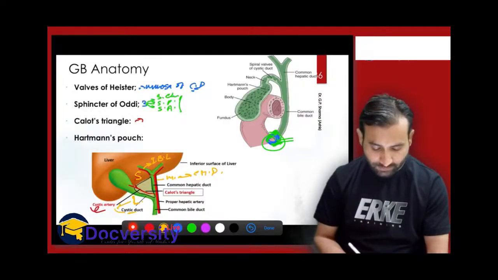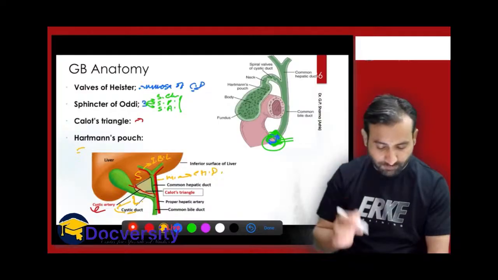Laterally, what do I have? The cystic duct and the gallbladder, right? So this you have to remember.